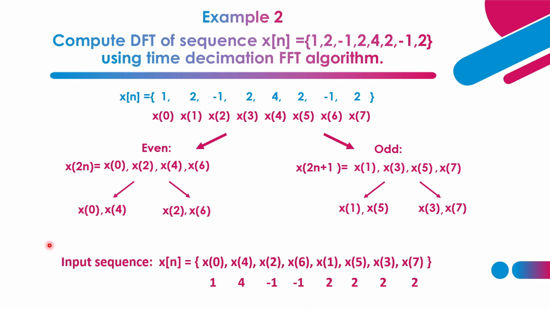Finally, we get the input sequence and x value by referring to the given sequence of x of n, where x of 0 equals 1, x of 4 equals 4, x of 2 equals negative 1, and so on.